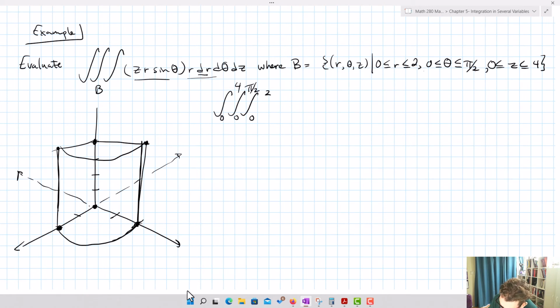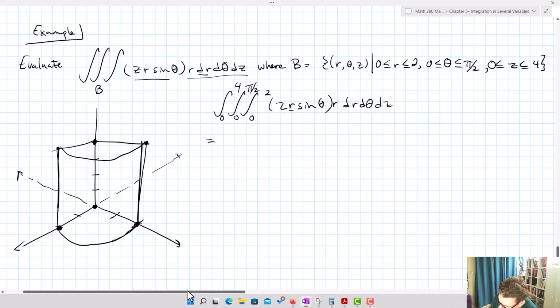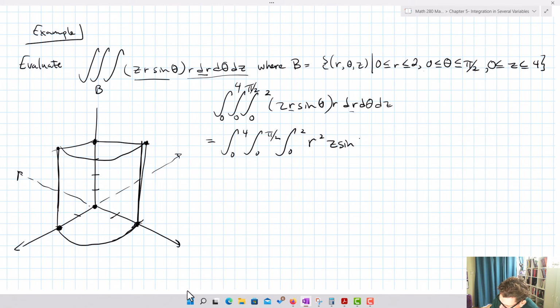This function is actually all written already as a function of r, theta, and z. So we've got z, r sine theta, r dr dz, or r dr d theta dz. I think for our book that is going to be more common. Notice this is going to give us r squared. If we rewrite, we'll get the integral from 0 to 4, the integral from 0 to pi over 2, 0 to 2 of r squared z sine theta, r dr d theta dz.